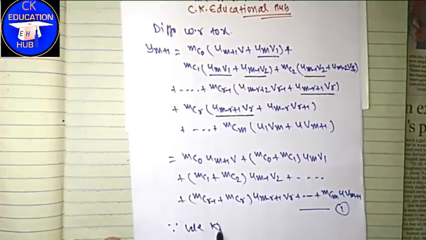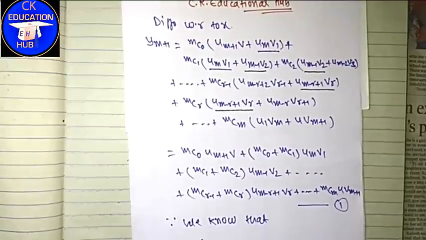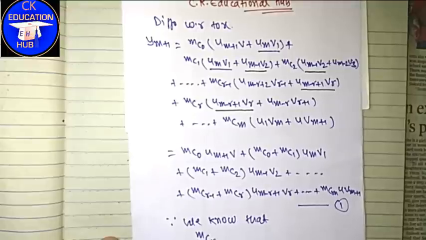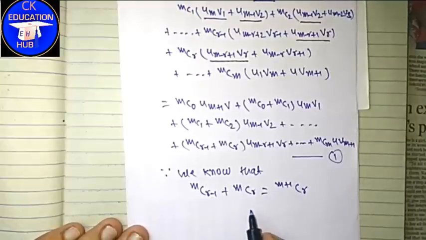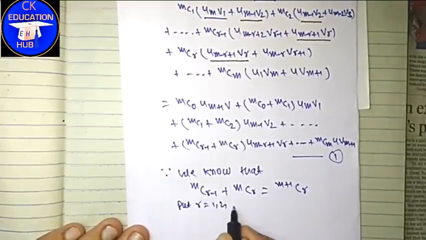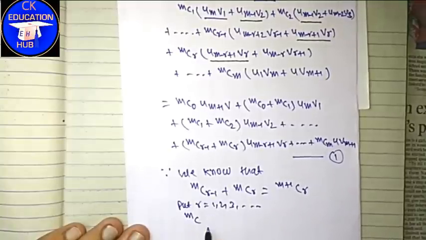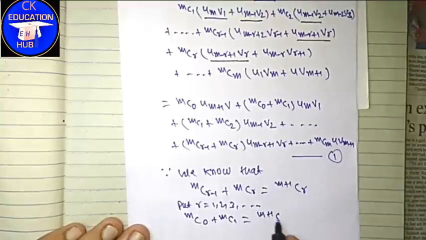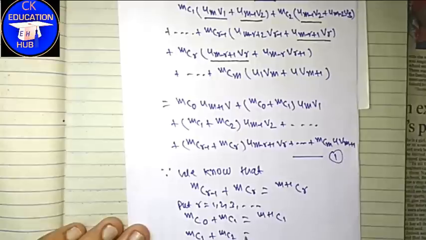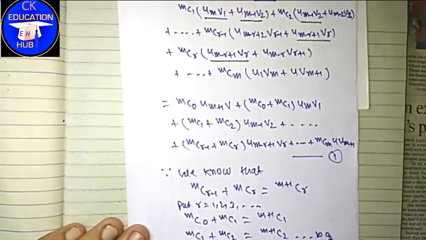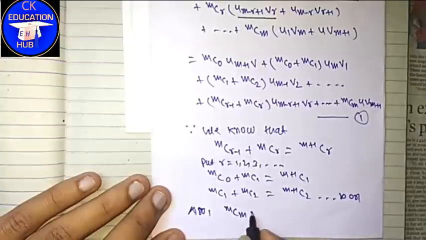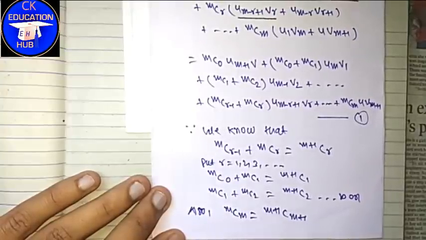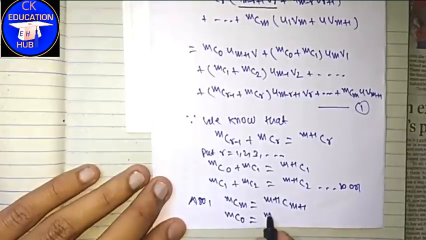Since we know that mC(r-1) plus mCr is equal to (m+1)Cr from permutation and combination. Put r is equal to 1, 2, 3 and so on. Then we will get mC0 plus mC1 is equal to (m+1)C1, mC1 plus mC2 is equal to (m+1)C2, and so on. Also, we know that mCm is equal to (m+1)C(m+1), and mC0 is equal to (m+1)C0.